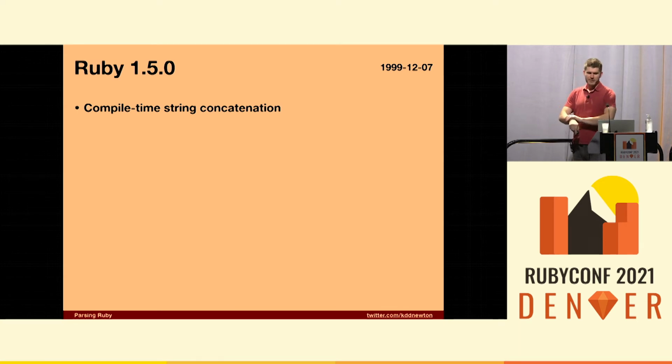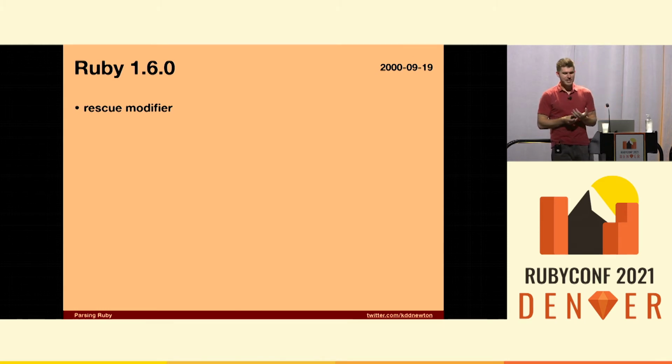Ruby 1.5 had compile time string concatenation. I don't know if you know this, but in a Ruby file, if you put a string and then a space and then another string, it becomes one string when Ruby parses it. Kind of a weird thing, came from C. The reason I have it in here is because it was on the to-do list since Ruby 0.06. I don't know why. I mean, it's great, I guess, if you like that kind of thing.